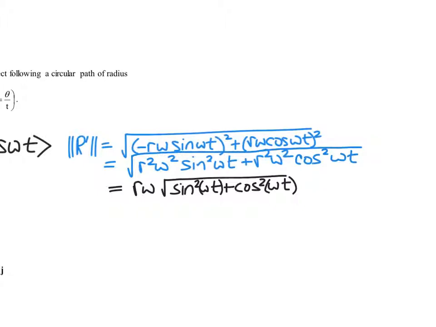All right, so from this, we now know that the product of the radius and omega, which represents the angular speed, is going to be equal to velocity, right? Because this cancels out to just an R omega. So that's the magnitude of capital R prime, but in effect, that means velocity.